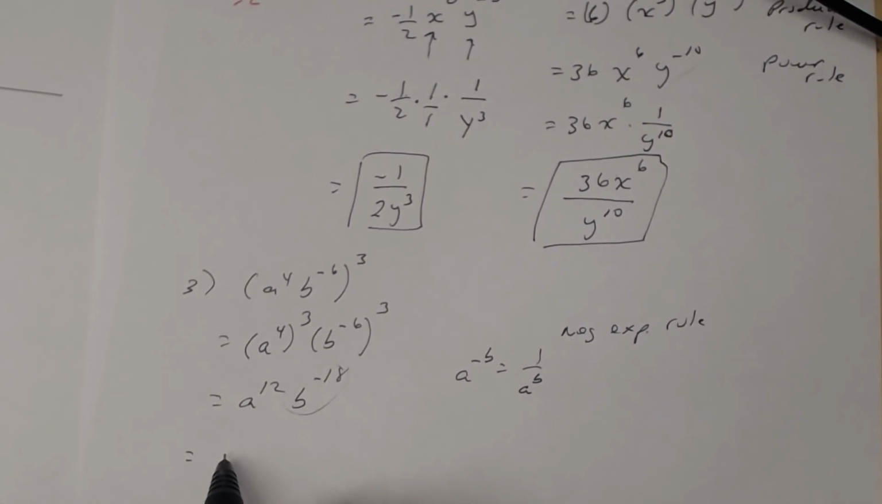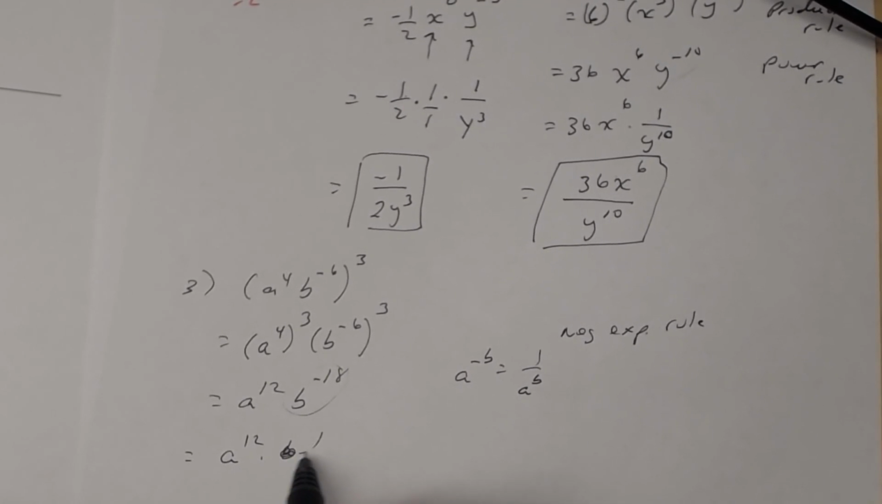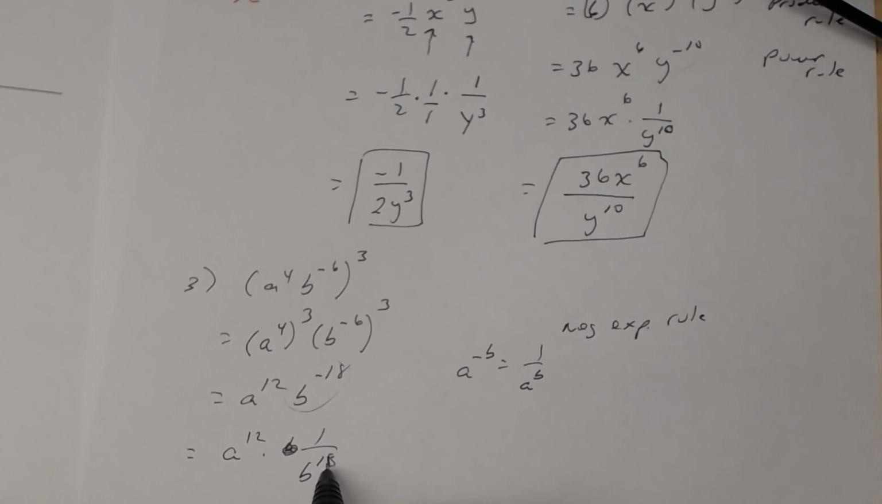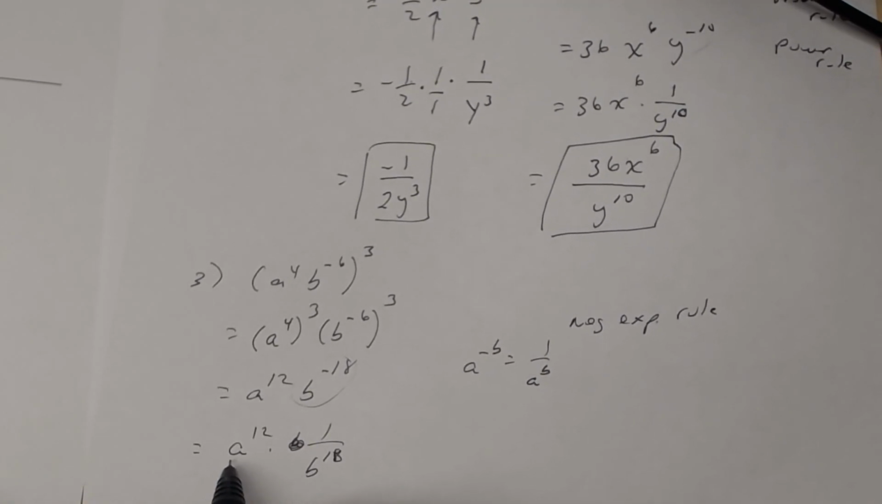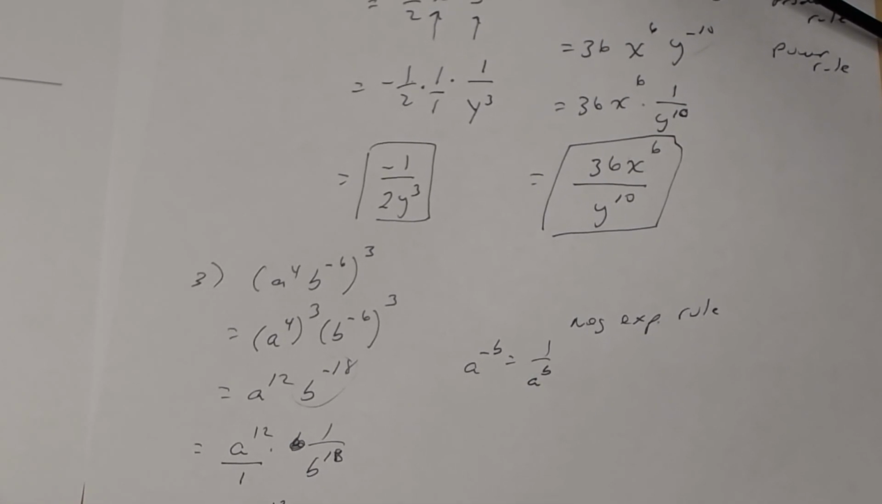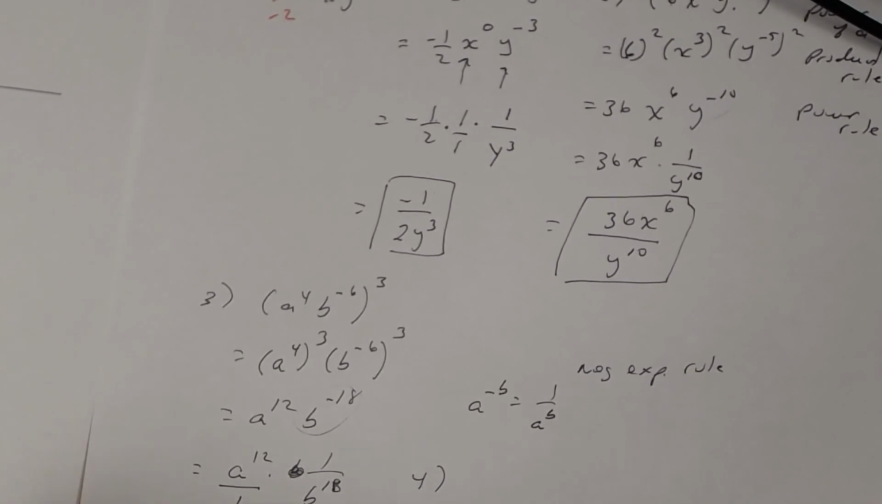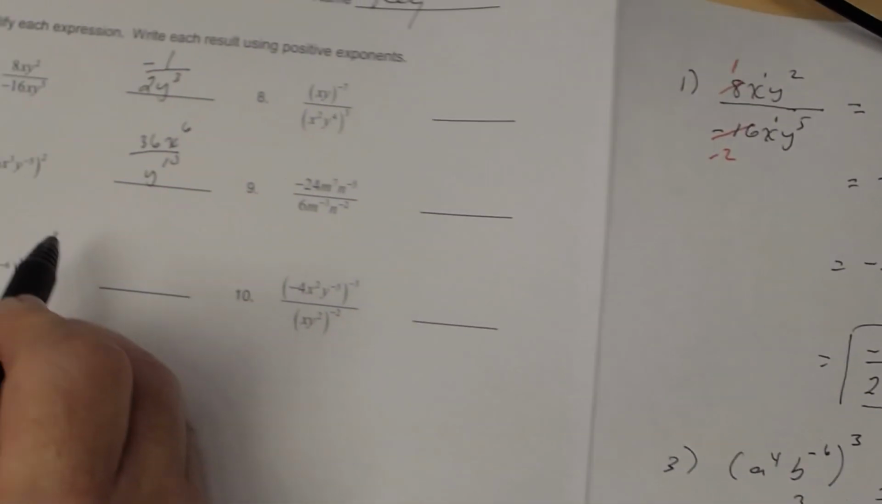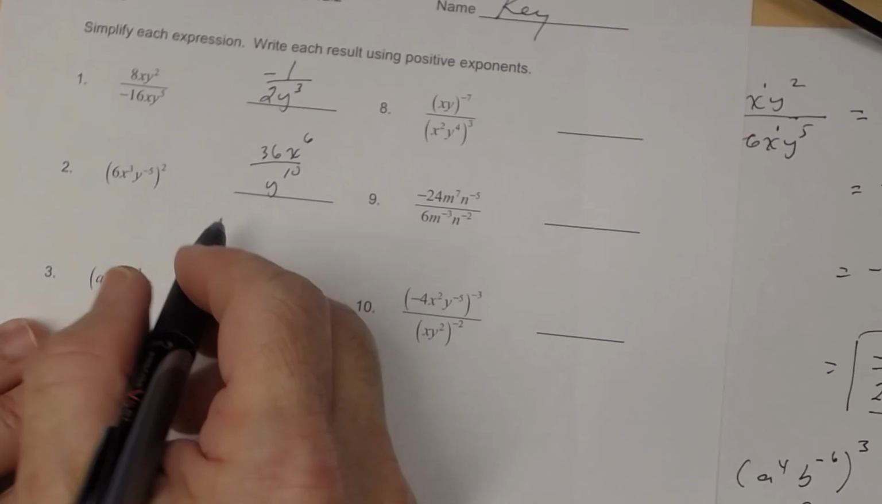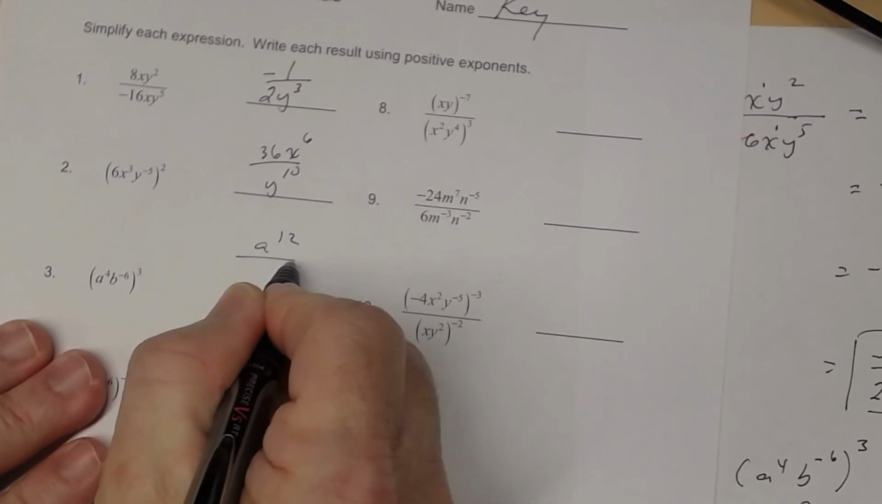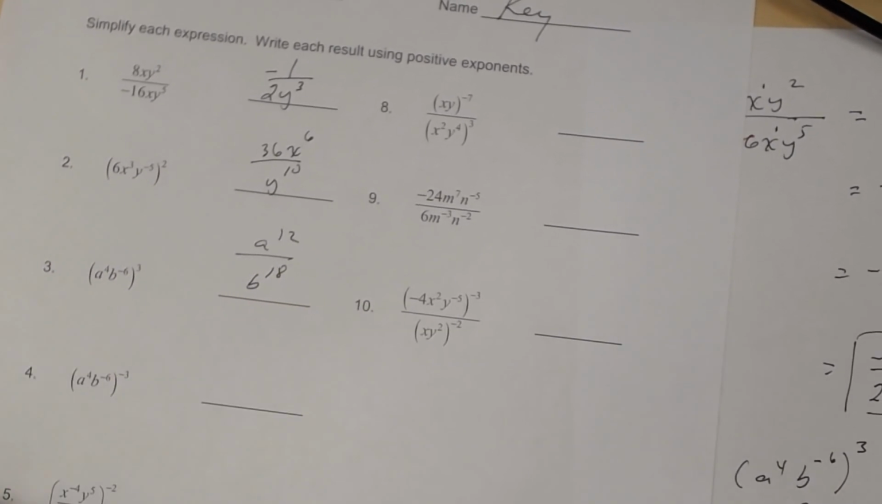So this becomes a to the 12th times 1 over b to the 18th. Now when you write it as one fraction, remember a to the 12th is a to the 12th over 1. So a to the 12th times 1 is a to the 12th, and 1 times b to the 18th is b to the 18th. So this right here is going to be a to the 12th divided by b to the 18th.